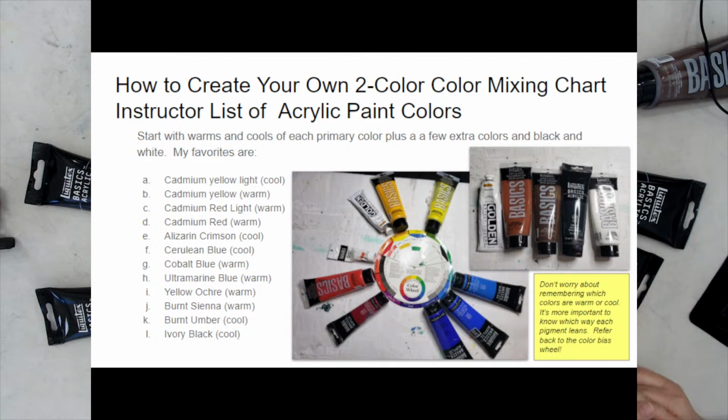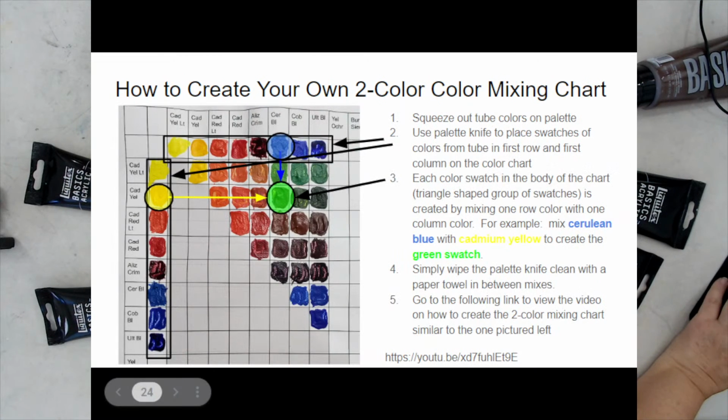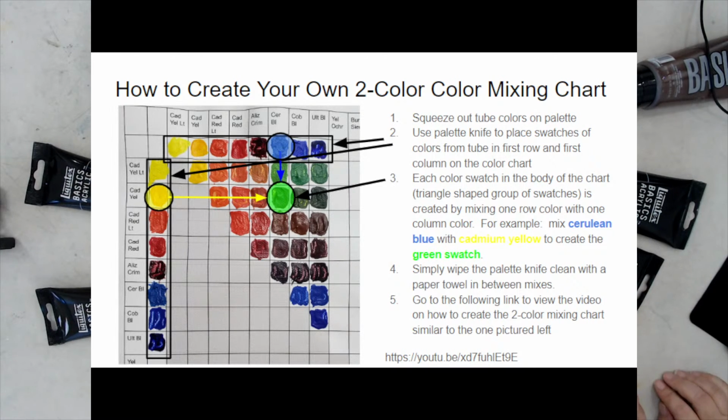So with that, let's take a look. What's next? Oh, okay. So this is a little chart, and I think I gave you guys a copy of it. How to create your own two-color mixing chart. I'll give you the rundown, and then we're going to do a little demonstration, and you're going to collect some stuff. Now, I don't know if you have stuff of your own to use.